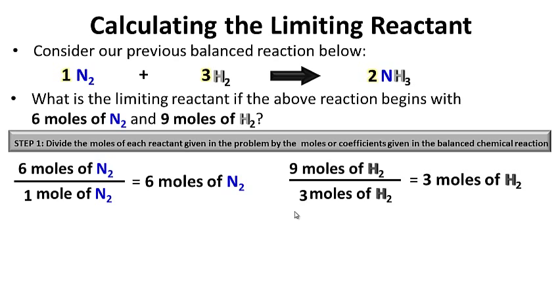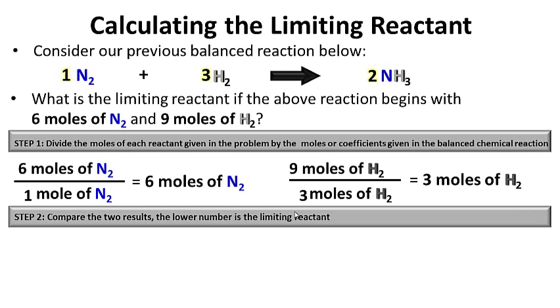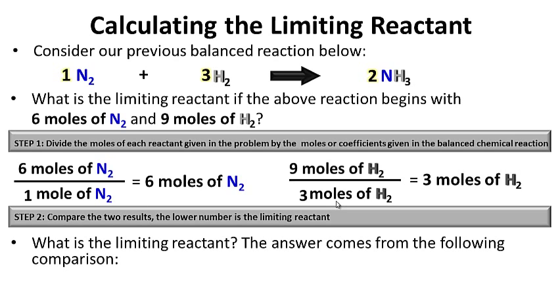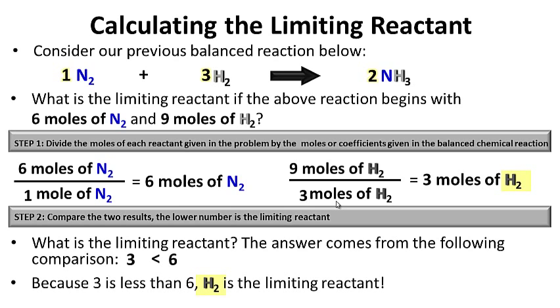So step 2 here. Compare the two results. The lower number is the limiting reactant. So in this case, what is the limiting reactant? The answer comes from the following comparison, where 3 is less than 6. So our limiting reactant, because 3 is less than 6, H2 is the limiting reactant.